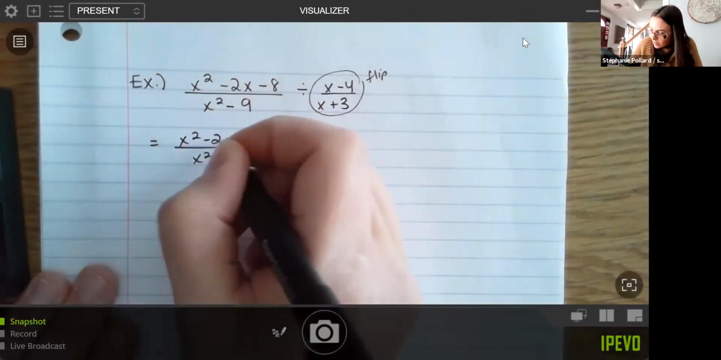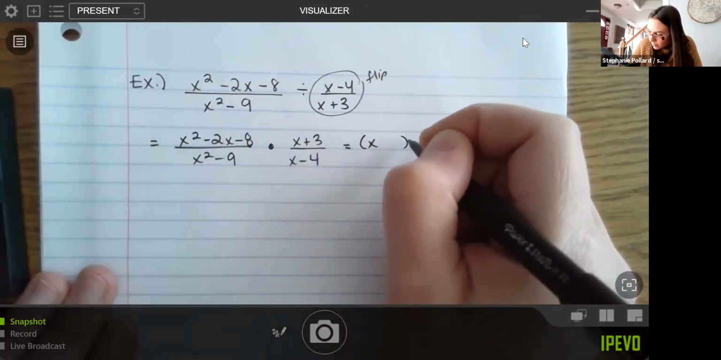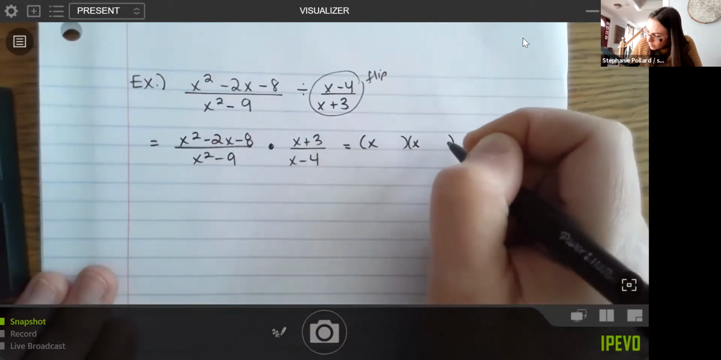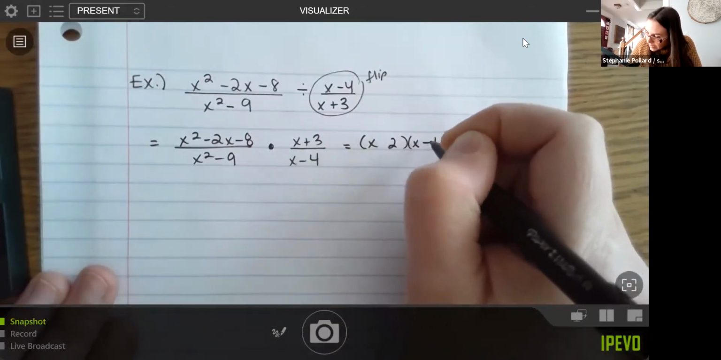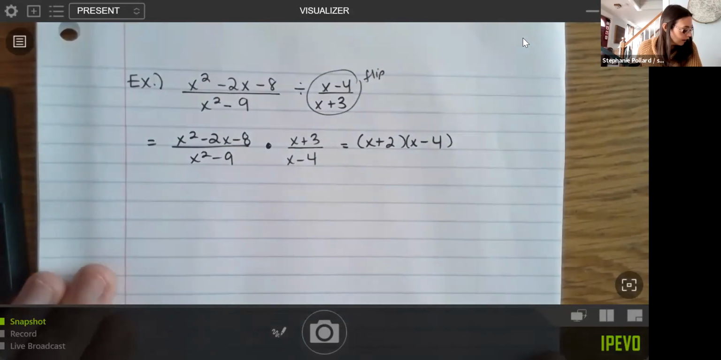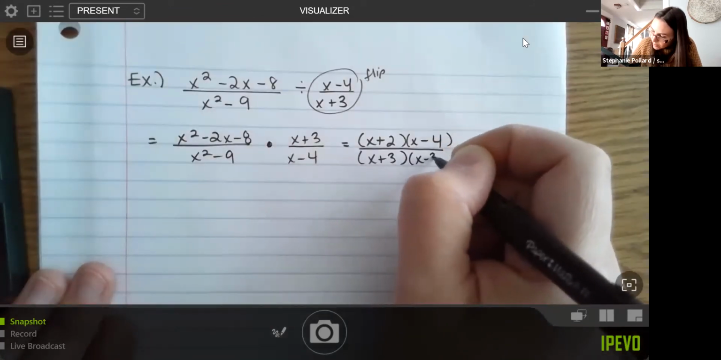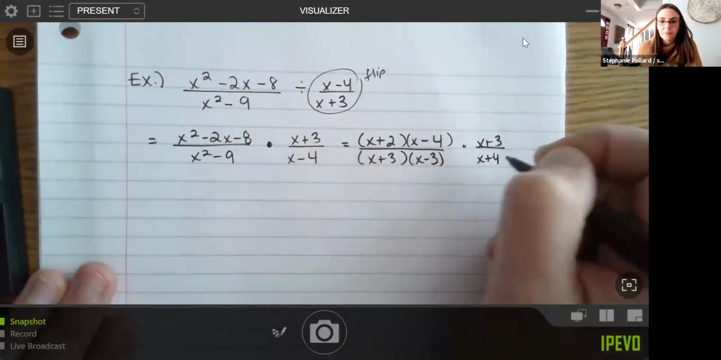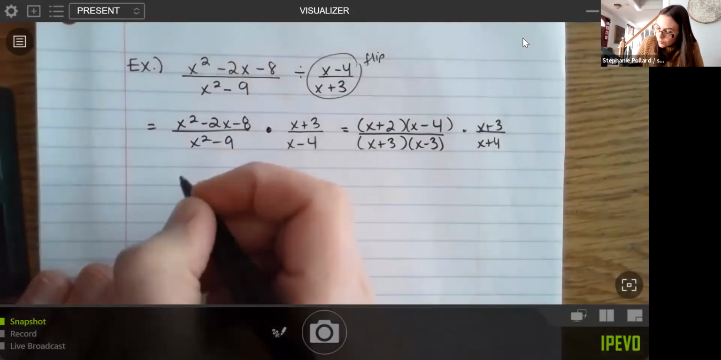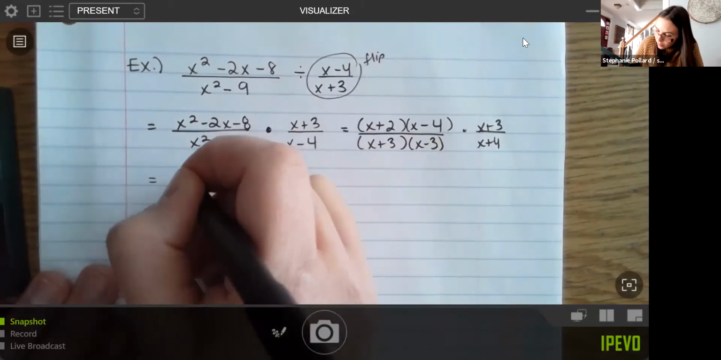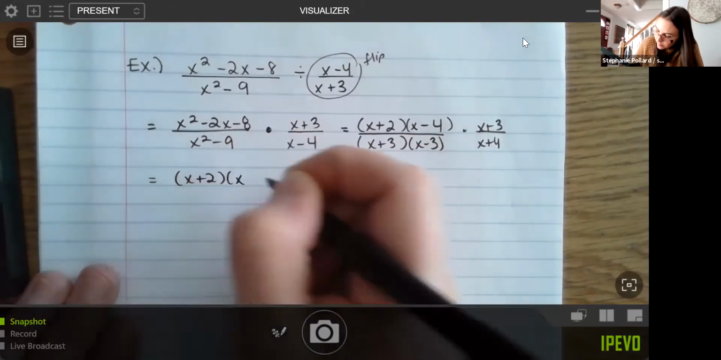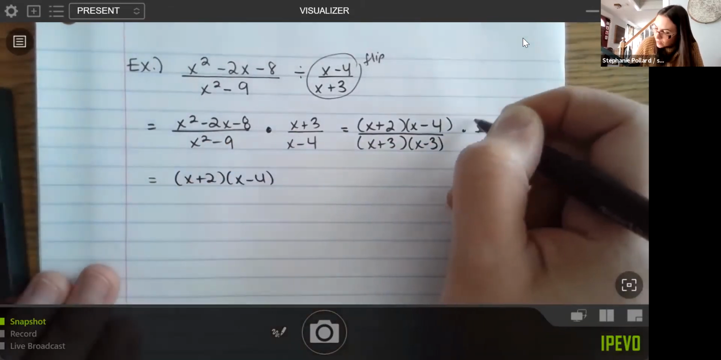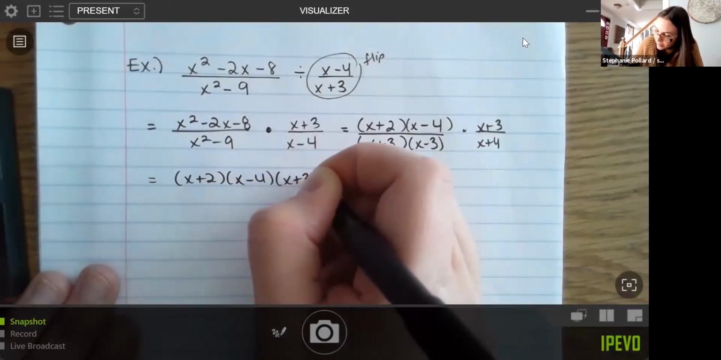So this part here, let's see, we're going to factor as x plus 2, x minus 4. And then in the denominator, this is going to factor as x plus 3, x minus 3. And we're multiplying that by x plus 3 over x plus 4. So just rewriting this straight across. Here, again, this is one factor, so I am going to put it in parentheses.